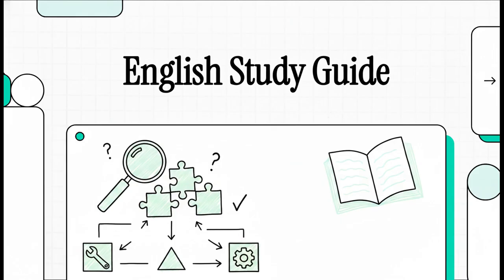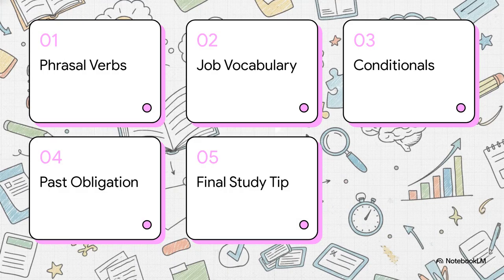In this explainer, we're going to make sense of all those quirks by breaking our source material down into really clear mental frameworks. We're giving you the exact tools you need before you even think about tackling those worksheets. Here is our quick roadmap for today. First, tricky phrasal verbs. Second, categorizing job vocabulary. Third, first versus second conditionals. Fourth, modals of past obligation. And fifth, we'll wrap up with a game-changing study tip.